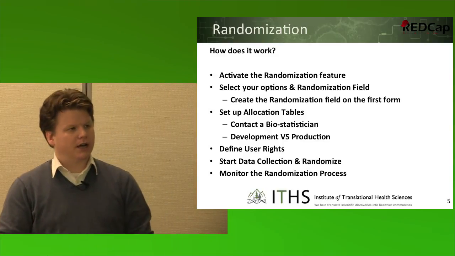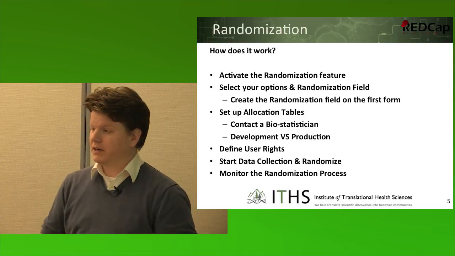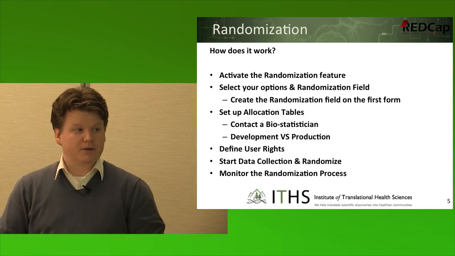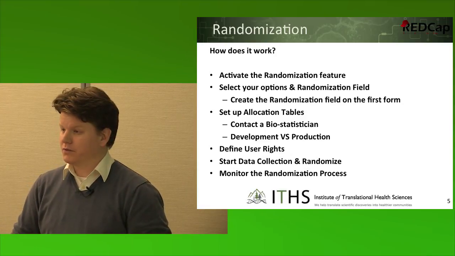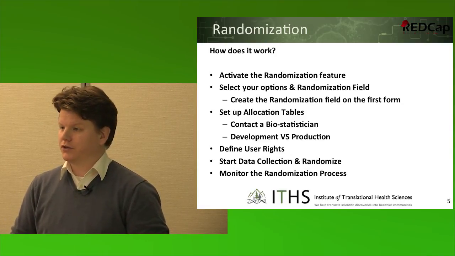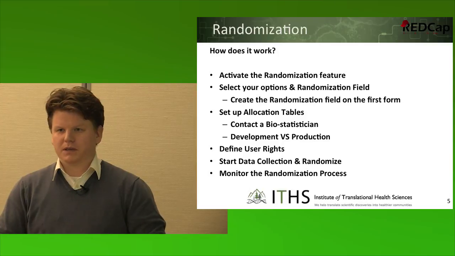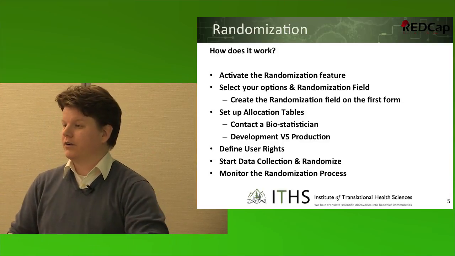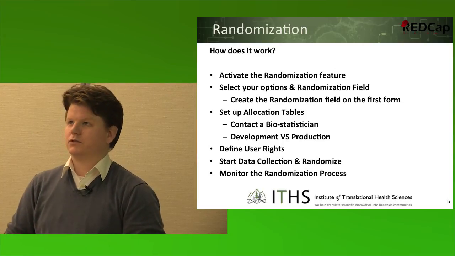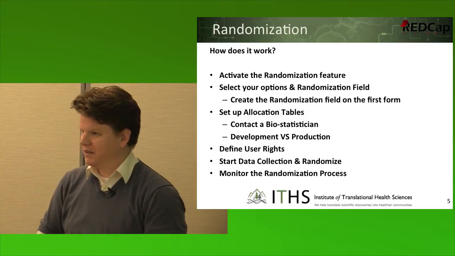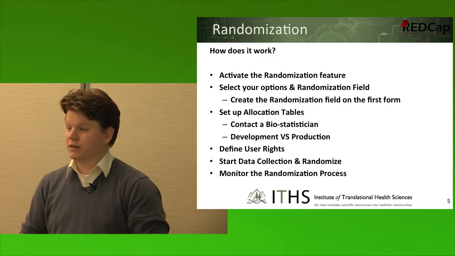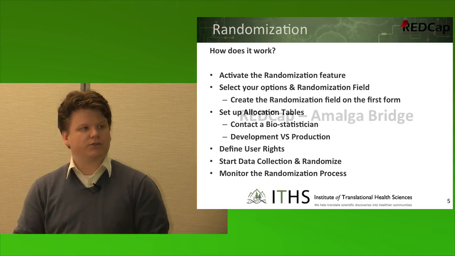After that, you have to define your user rights, basically who can randomize, who can see it. Start data collection and randomize, and of course monitor the randomization process. That's the quick and dirty version. Because this is a long list and not super easy to use, we only have 2 people out of 2,200 people use it. However, it is an advanced feature that some people are interested in, so if you want to use it, it's free and you can use it.